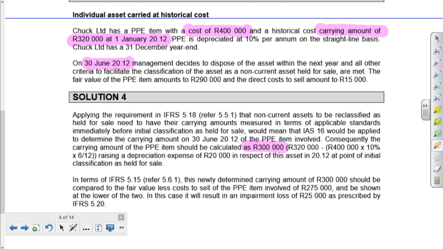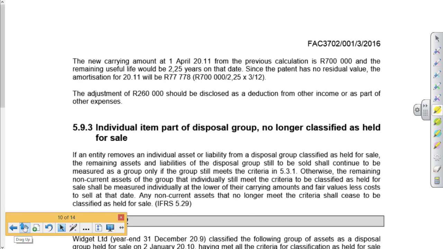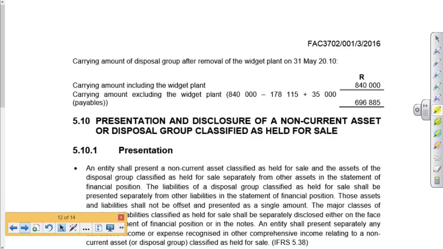Then, when you check fair value less costs to sell, it works out to 275. We had a carrying amount of 300. We have fair value less costs to sell of 275. We therefore have an impairment of 25, an impairment loss. There's a note. I want to show you what that note looks like before we look at disposal groups. The note is actually a note.